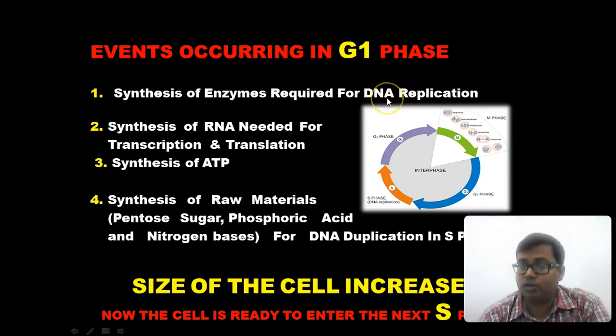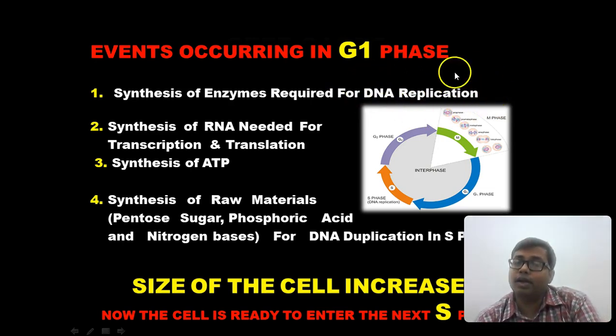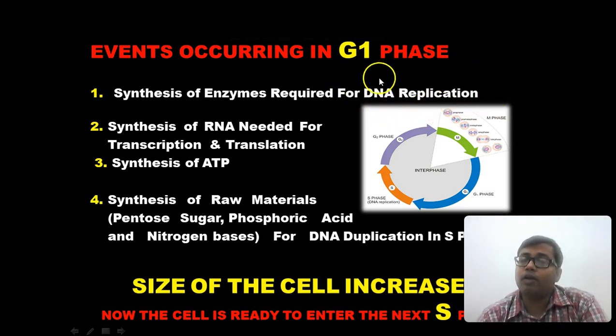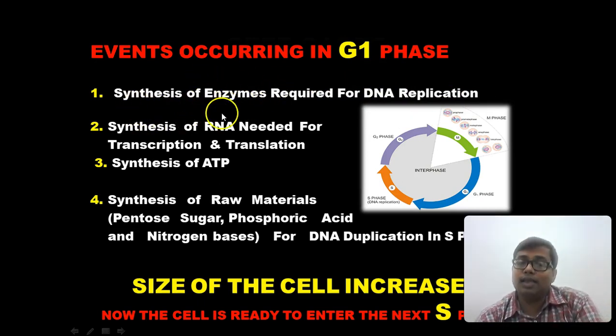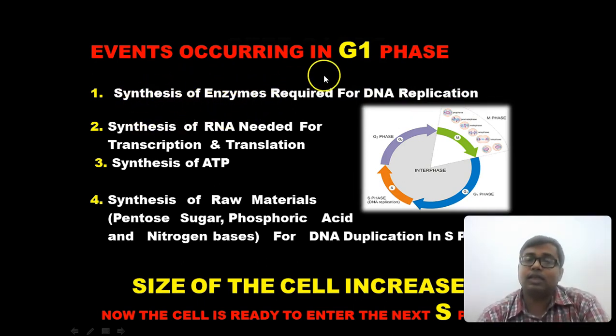As I have already told, the genome duplication occurs through DNA replication, and that important phenomenon occurs in the next stage, that is S phase. For this DNA replication, the prerequisites are the important enzymes. Those enzymes are proteins, which are synthesized in this G1 phase. Simultaneously, synthesis of different kinds of RNA occurs in this stage, which are needed for transcription and translation. That means from DNA to RNA, that is transcription, and RNA to protein, that means enzymes.